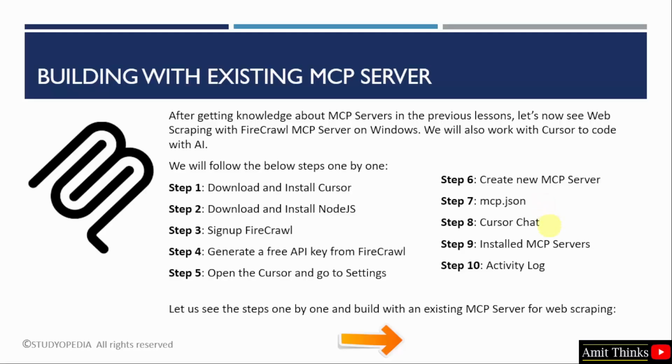After that, we will use Cursor chat so that we can add a prompt and scrape a website. We'll be using our own website to scrape. After that, we will check the installed MCP servers. Since we are focusing on a single MCP server, we will check the same. In the end, we will check the activity log also. So let us start with building an existing MCP server for web scraping.